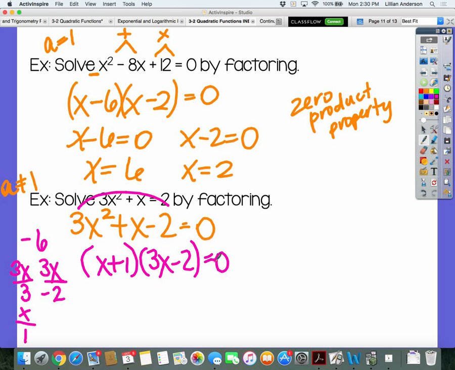Okay? Apply zero product property to get my two solutions. Do that now. What are they? -1. Very good. Make sure you set both of them equal to 0.